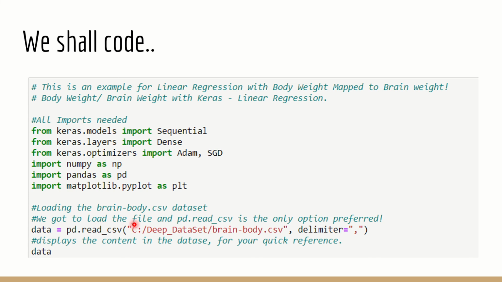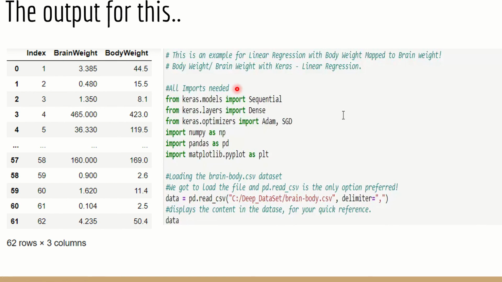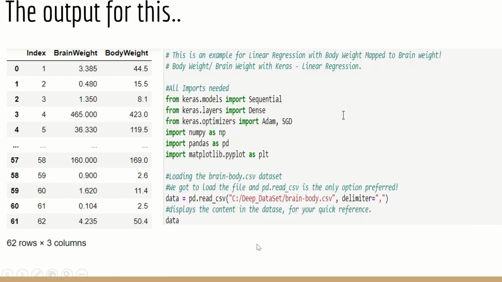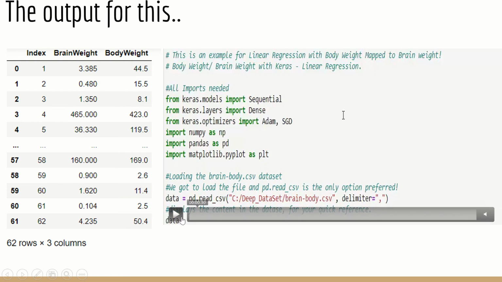Now we need the data set to be read properly. For that, I need to use pd.read_csv. The file is available in the path deep_dataset brainbody.csv. Now the data can be read. So what is the next step here? I am going to just display the data set by the line that I have used here. This is the code that I have used, which will convert the data set into a readable format. You can see that I've got 62 rows and 3 columns, which have index, brain weight, and body weight. Now what is it all about? We have just read it clearly and nothing else. I'm going to show you this as a quick video here so that you can clearly understand how exactly it works.